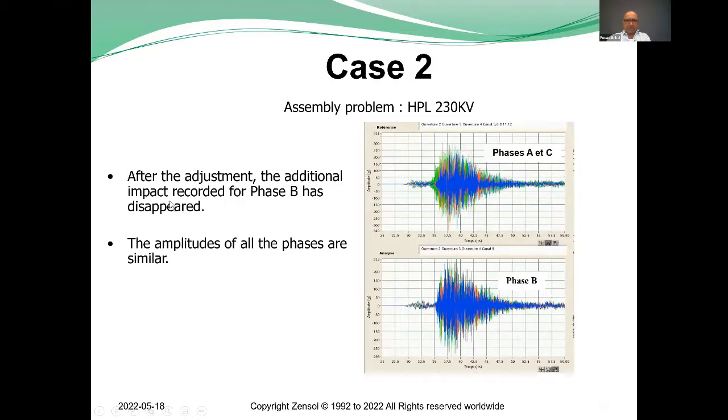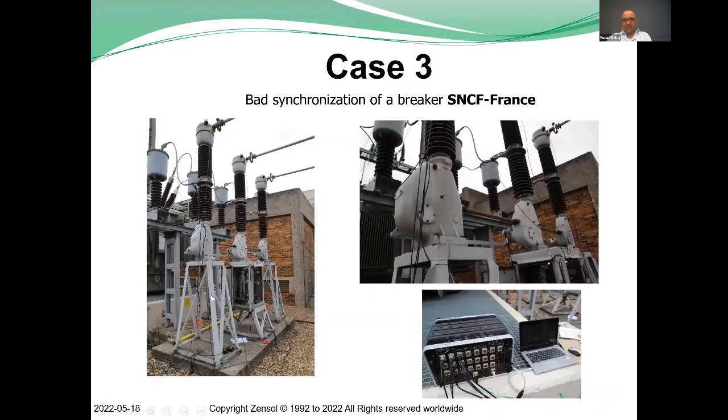So here it's after the adjustment, the additional impact record for phase B has disappeared, then the amplitude of the phases are exactly similar. So here it's a very simple test. It's a bad synchronization of a breaker. It was done with the SNCF in France, around Paris.